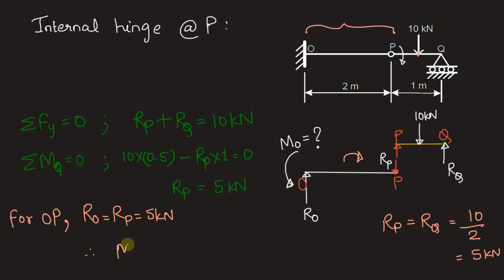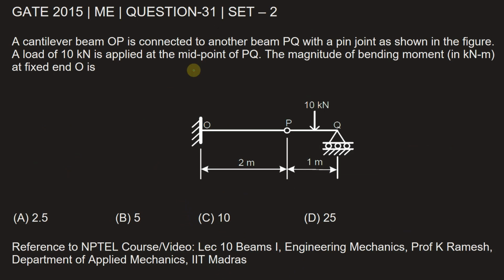Hence, moment about O will be an anti-clockwise moment. We have assumed it to be anti-clockwise. Hence, it will be positive. So, it will be equal to 5 into 2, that is 10 kN meter. We have multiplied 5 kN by 2 meters, so the unit becomes kilonewton meter. Let's write the answer. We have the options given. Among these options, the magnitude of bending moment in kilonewton meter is option C, 10.